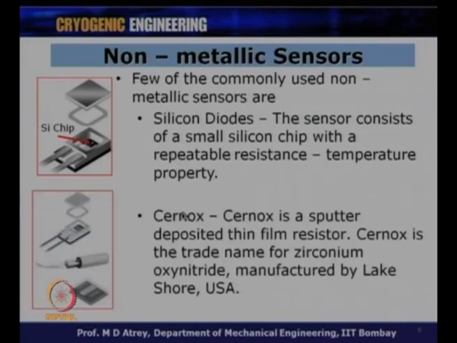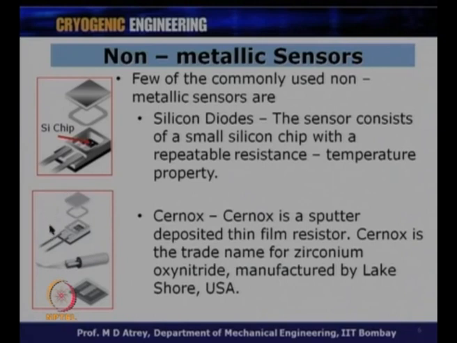Then we got a Cernox, looking similar to a silicon diode. Cernox is a sputter deposited thin film resistor, you know, thin films basically. So these thin films have particular IV characteristics. You can make thin films, you can have thick films, and they have different characteristics. Cernox is basically a trade name of the Lakeshore company, but typically it represents a sputter deposited thin film resistor. Cernox is the trade name for zirconium oxynitride manufactured by Lakeshore, USA.